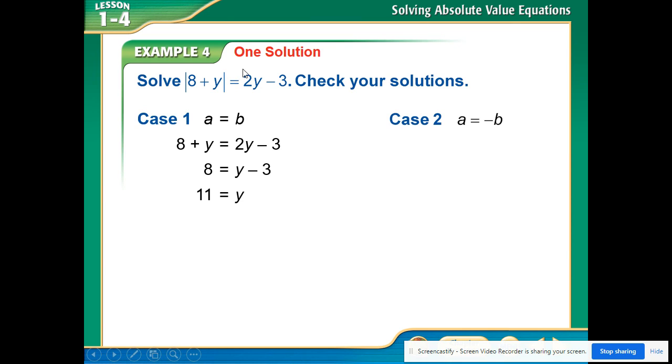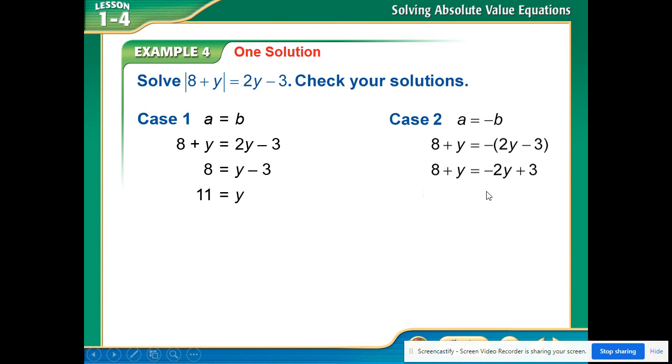Case 2 is the negative one. Now notice what's going to happen here. You've got more than one thing, so we have to make both of these negative. So 8 plus y equals negative 2y minus 3. And we're going to have to distribute that negative. So it's negative 2y and a positive 3. Notice how they both ended up switching.